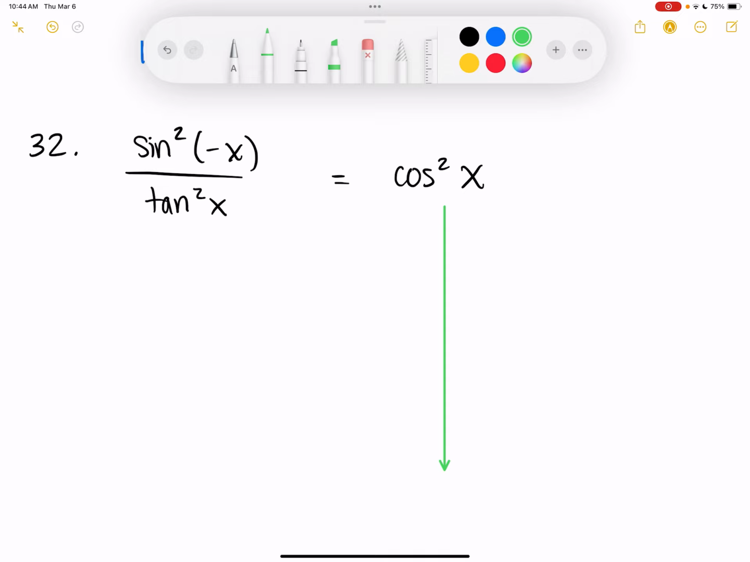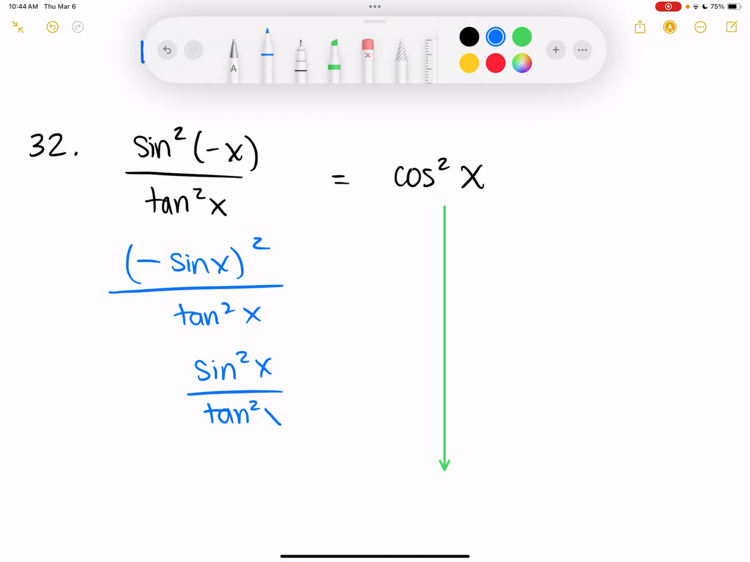Doesn't negative sine squared x just... it's negative sine squared x? So this would become, technically speaking, negative sine of x squared, right? So that's just going to be sine squared of x over tangent squared of x.